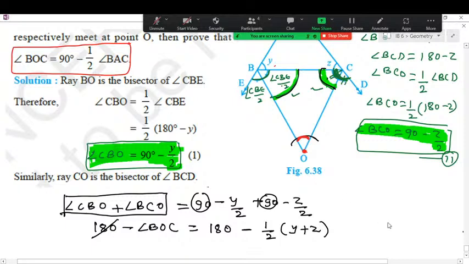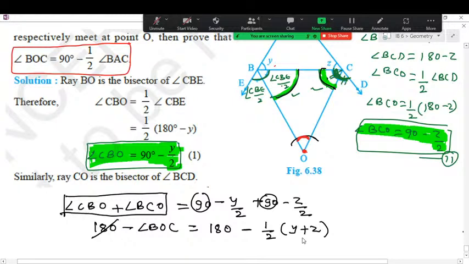Okay, I will just guide you. You just figure out: can you tell me the value of y plus z if you consider triangle ABC? Just consider triangle ABC and tell me the value of y plus z. y plus z should be equal.